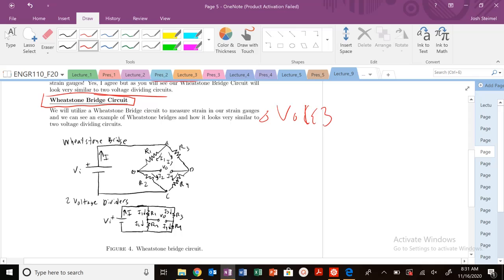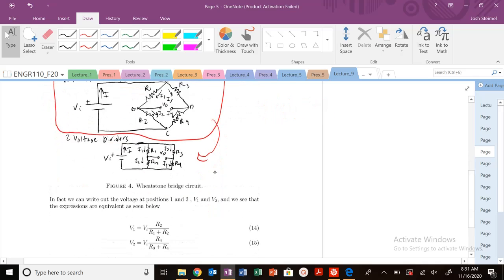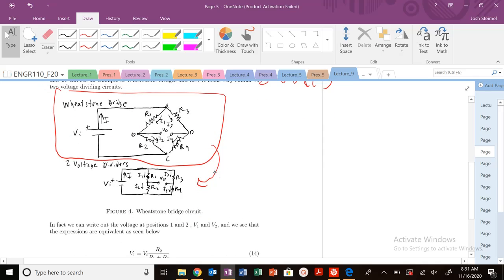So when we look at this Wheatstone bridge circuit, which is the fundamental circuit that we deal with, it should look very similar to basically two voltage dividers. You can see it's almost the same concept here. So we're going to use the same expression to write out that output voltage. I want to figure out this output voltage, and so I need to figure out the voltage at position 1 here, and position, I'm going to label, 2 here.